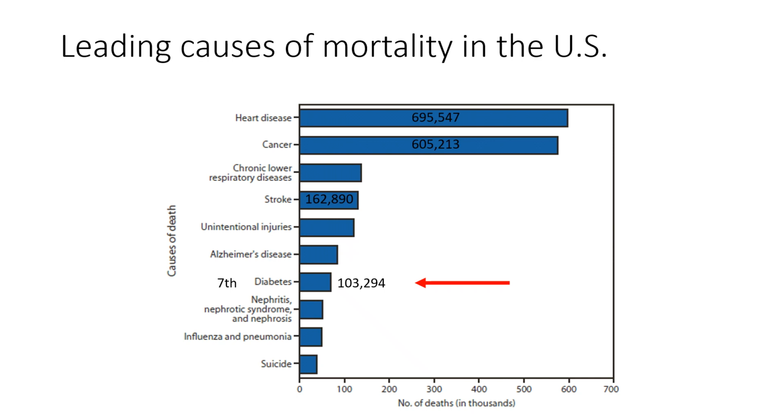Diabetes is the topic of the day, but it is not the number one cause of mortality in the U.S. Heart disease is. However, diabetes is number 7, and it kills about 100,000 people a year. So let's not stay on mortality, let's look at morbidity.